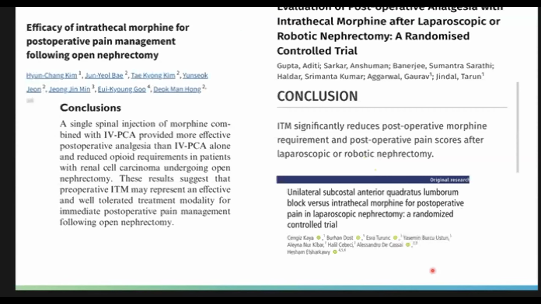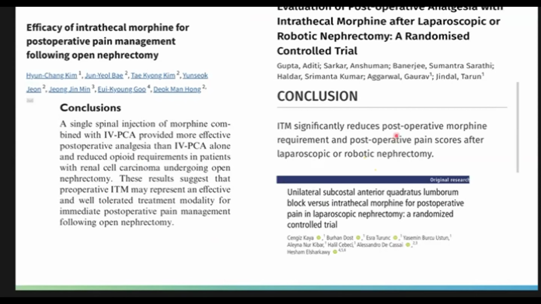These are a few studies that were conducted using intrathecal morphine for postoperative pain. In the study conducted by Kim et al., 5 microgram per kg of intrathecal morphine was injected, and it was found that a single spinal injection of morphine combined with IVPCA proved more effective than intravenous patient controlled analgesia alone. The results suggest that preoperative intrathecal morphine is a more effective and well tolerated treatment modality for immediate post-op pain management, especially in open nephrectomies.